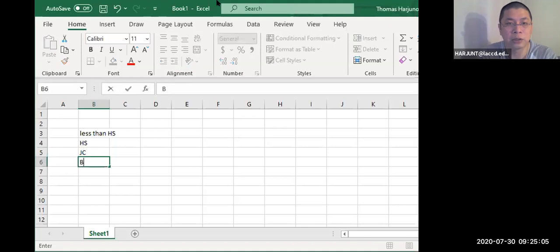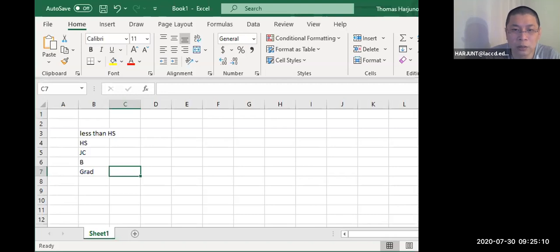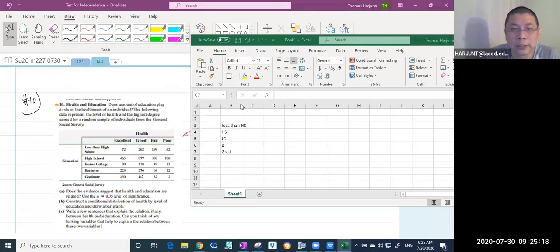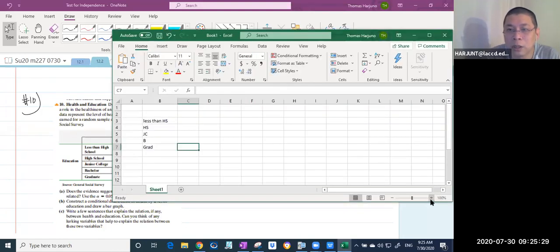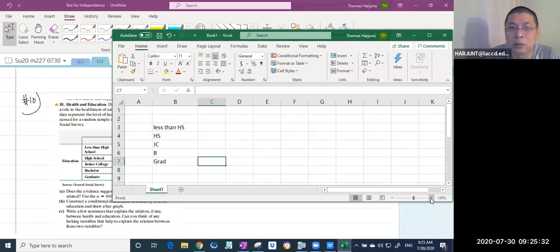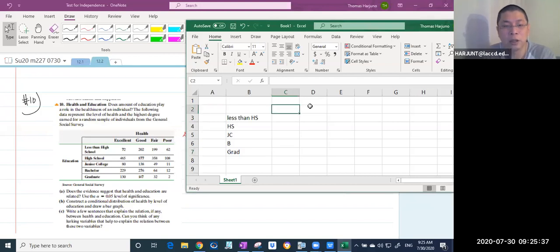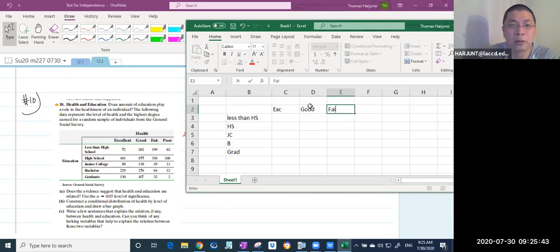College, bachelor. By the way, is that what you see? This is what I want to show. And then enlarge that. The health will be excellent, good, fair, poor.